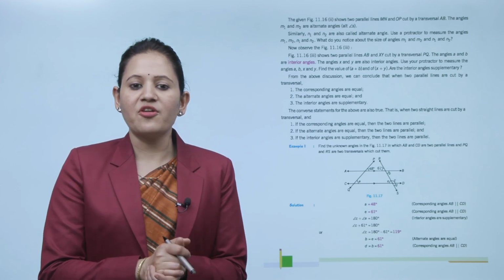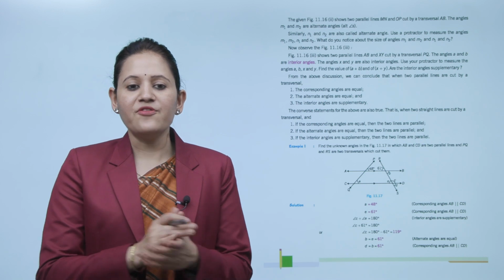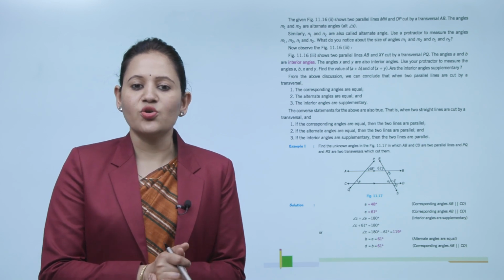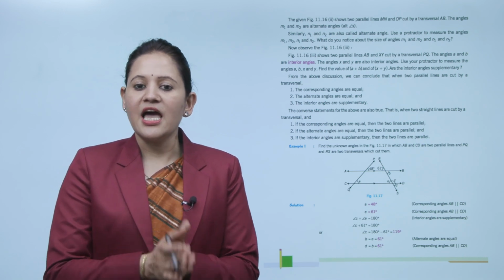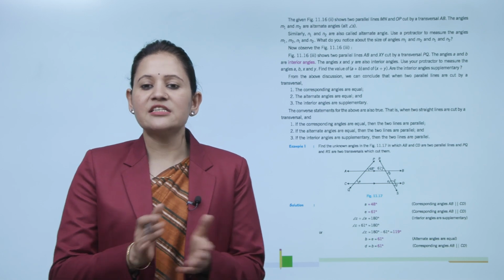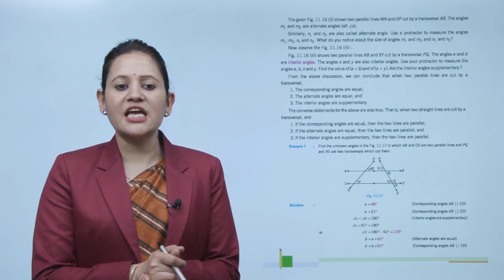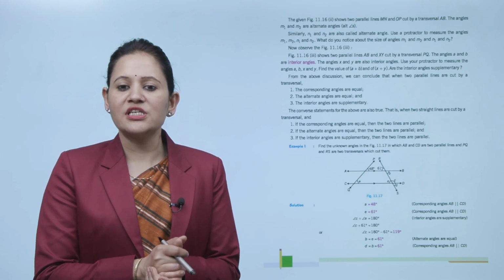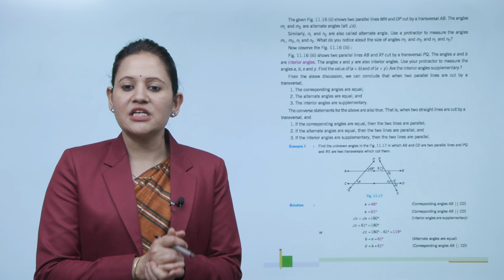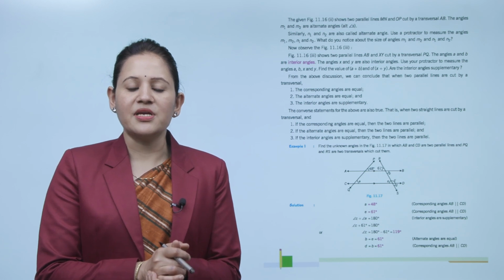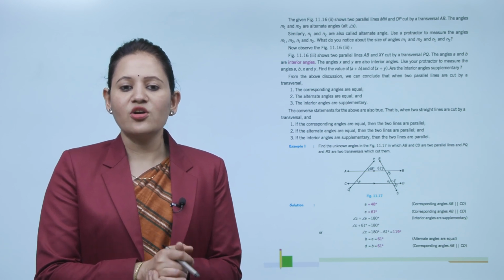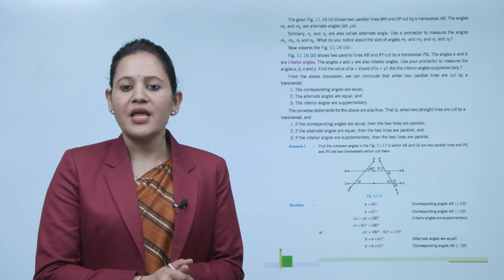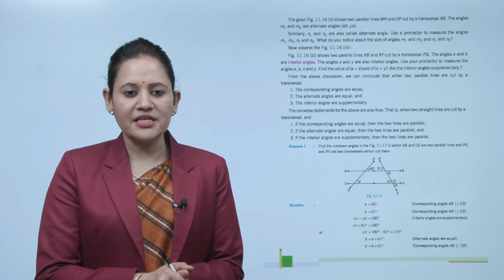Now, observe figure 11.163. Figure 11.163 shows two parallel lines AB and XY cut by the transversal PQ. The angles A and B are interior angles. The angles X and Y are also interior angles. Use your protractor to measure the angles A, B, X and Y. Find the value of A plus B and X plus Y. Are the interior angles supplementary?